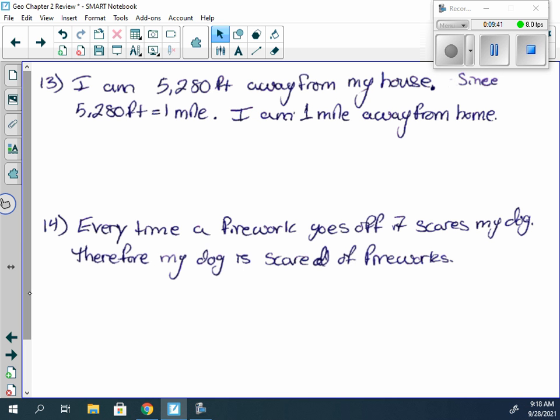Every time a firework goes off, it scares my dog. Therefore, my dog is scared of fireworks. This would be inductive, based off of a pattern, something we observe.